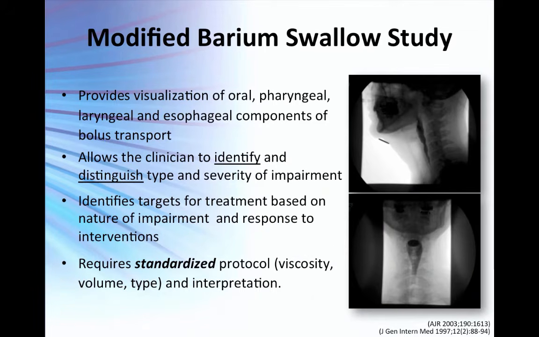The Modified Barium Swallow study, if done appropriately, should provide visualization of oral, pharyngeal, laryngeal, and esophageal components of bolus transport. It should allow the clinician to identify and distinguish type and severity of impairment. It identifies targets for treatment based on the nature of the impairment and response to interventions. It requires a standardized protocol with flexibility, as I'm going to discuss, and standardized interpretation.